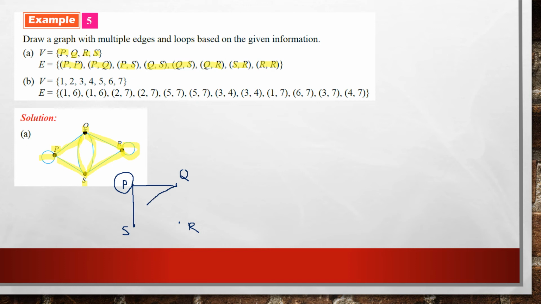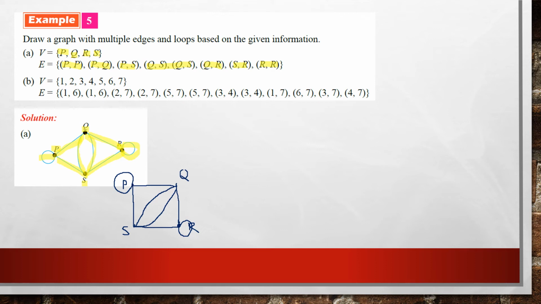So you draw a slightly curved line here, an arc, in form of an arc, like this. Okay. Then QR, straight line. SR, also a straight line. Okay, then a loop for RR. Okay, it's up to you, the diagram, how you want to draw.